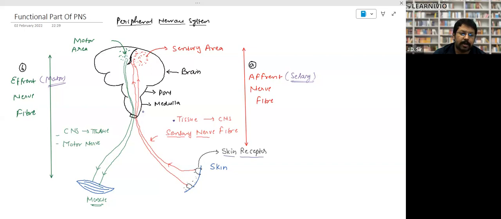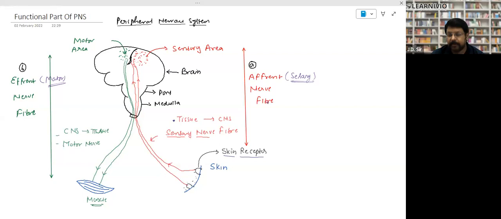Brain has a particular area called sensory. That area will receive the message. There are some skin receptors which are taking this message, and this message reaches the sensory area. So look, this message is taken towards the brain. We will call them sensory nerve fibers. Sensory nerve fibers are those nerve fibers which take message from the tissue to the central nerve system. Sensory are called afferent nerve fibers because they are taking message in.